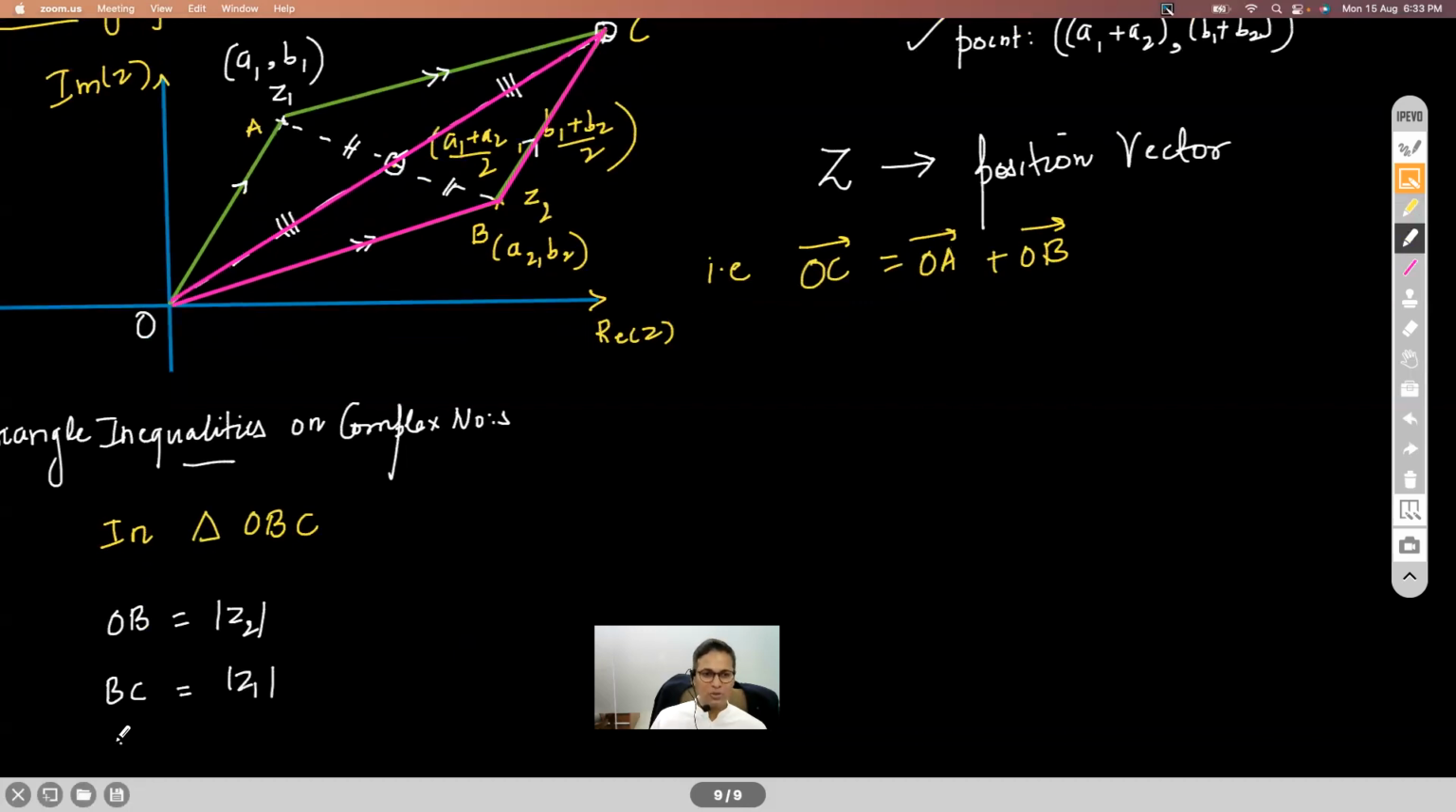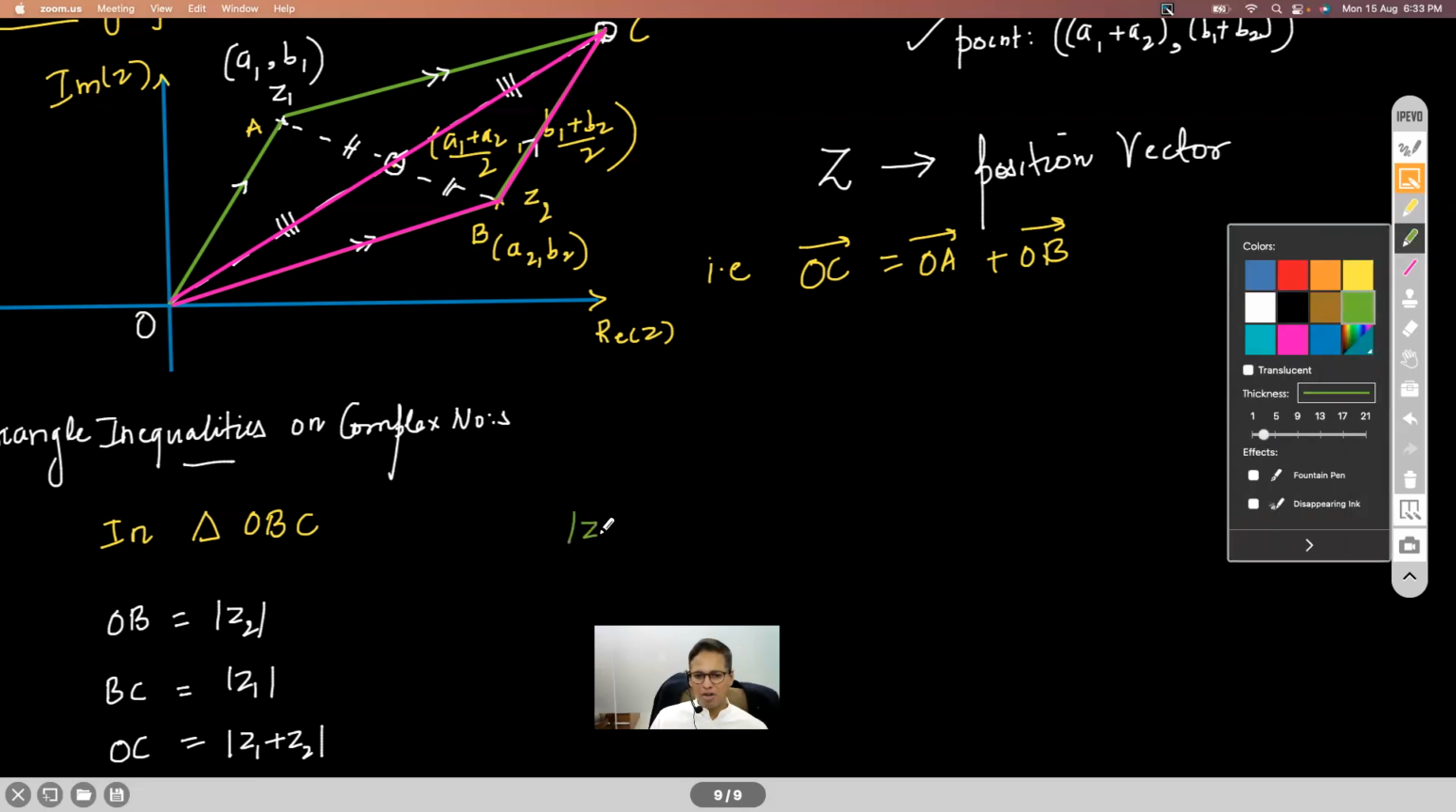Sorry, OC length. What is OC length? You'll say, of course, OC will be the distance of Z1 plus Z2 from the origin, which is mod of Z1 plus Z2, right? Now, we already know that in a triangle, the third side is always lesser than the sum of the other two sides. So can I say, my dear students, that mod of Z1 plus Z2 will always be lesser than mod of Z1 plus mod of Z2?